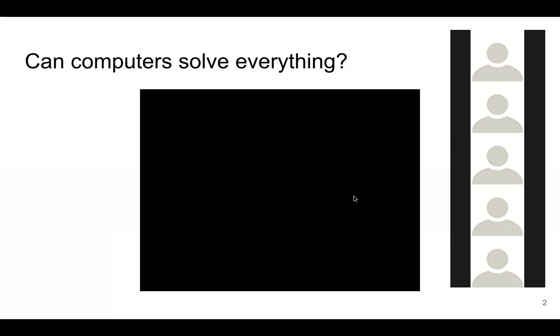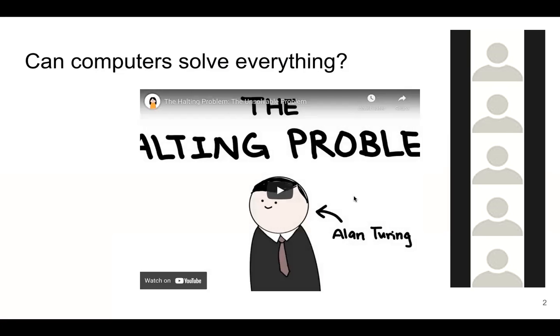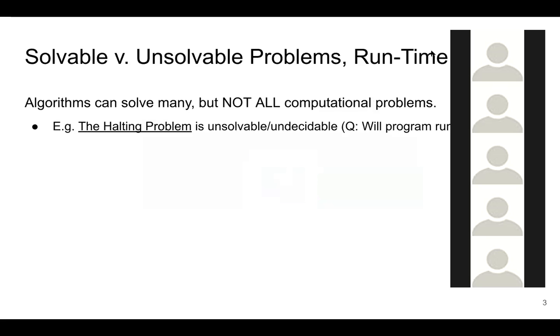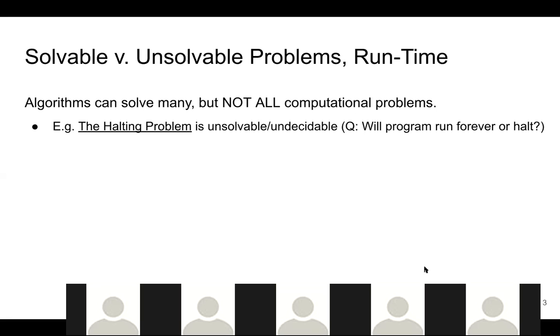Okay, so let us get started. This is the video that we just watched. The question I wanted you to consider is, can computers solve everything? And what was the answer? Decidedly no, right? So we just watched a short video about something called the halting problem, which is proof that computers and algorithms can solve many, but not all computational problems. And so the halting problem is an example of an unsolvable or an undecidable problem.